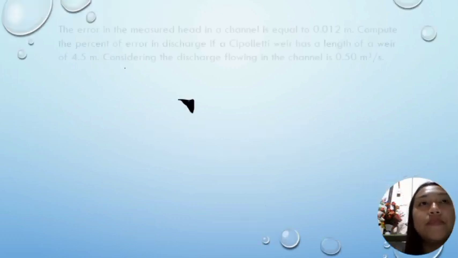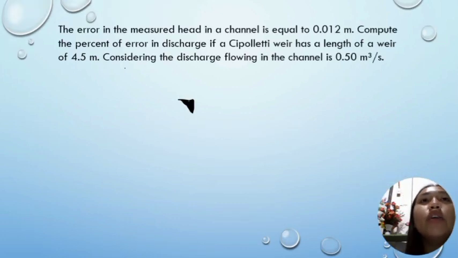So, the error of the measured head in a channel is equal to 0.012 meter. Compute the percent of error in discharge if a Cipolletti weir has a length of 4.5 meters, considering the discharge flowing in the channel is 0.50 cubic meter per second.